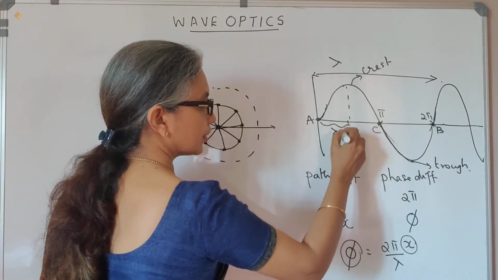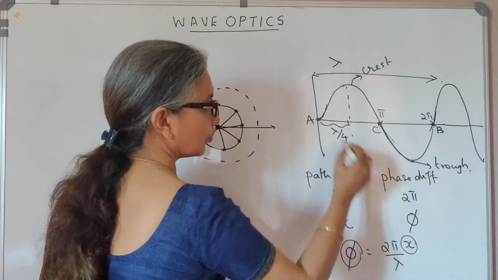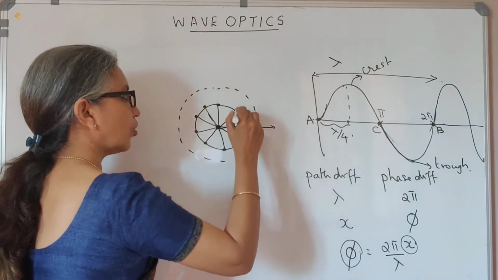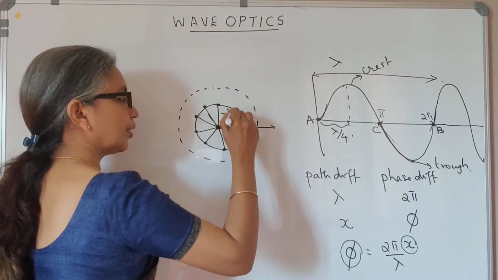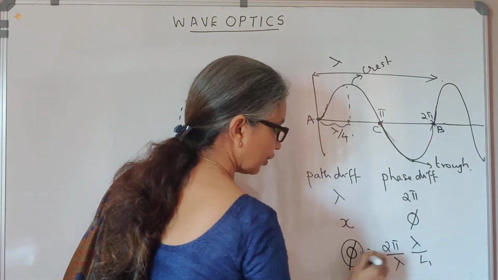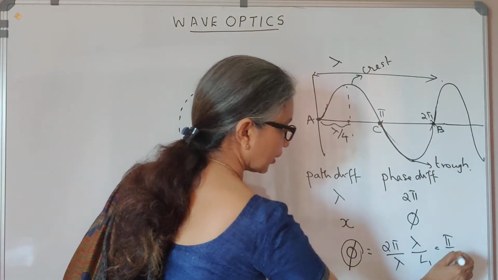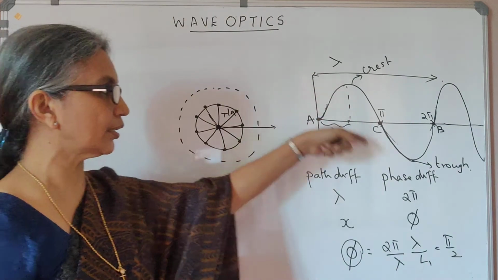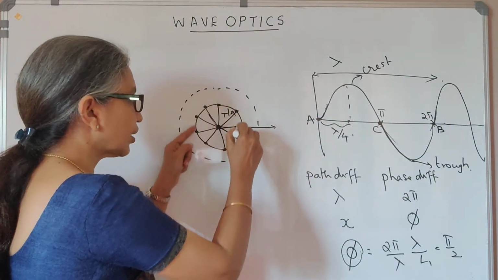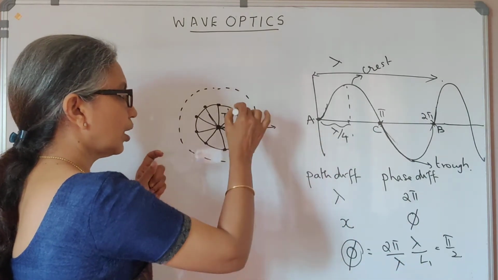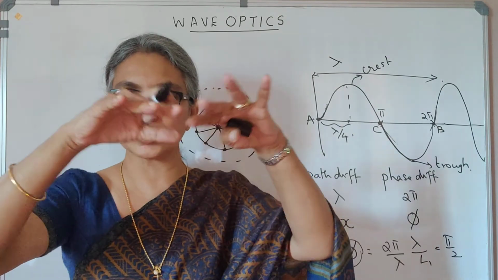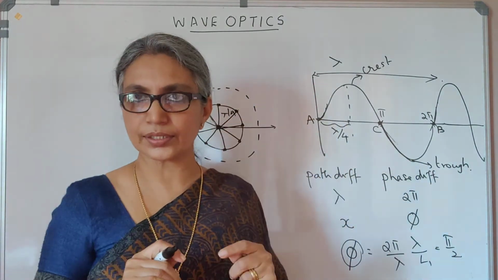This is, let's say, lambda by 4, right? Because this is 1 lambda, lambda by 2, lambda by 4. So, let's take all these to be at lambda by 4. If this x is lambda by 4, then we know phi will be pi by 2. That is sine 90. Sine 90, this is sine curve, is maximum. So, all these points which are at equal distance, lambda by 4, all those particles are going to be at maximum displacement. That means they'll be on the crest.